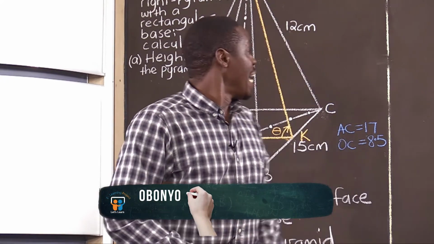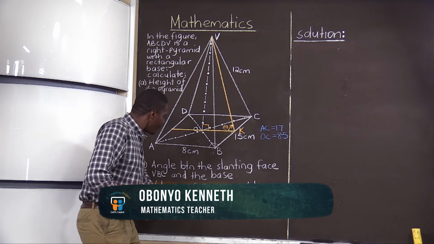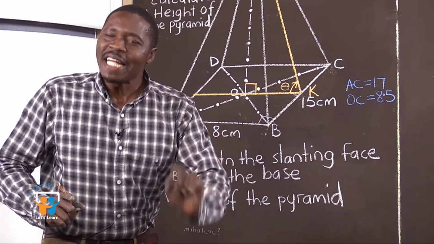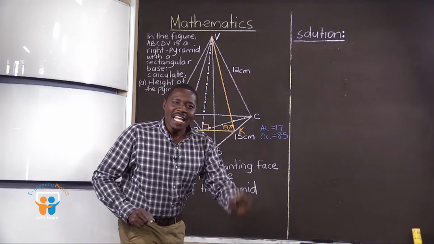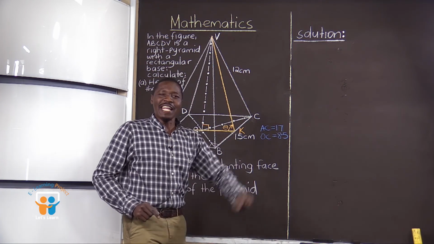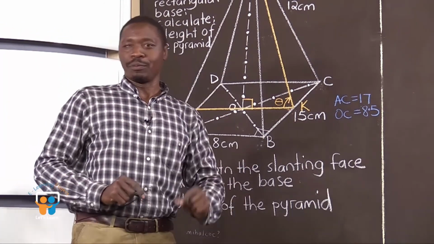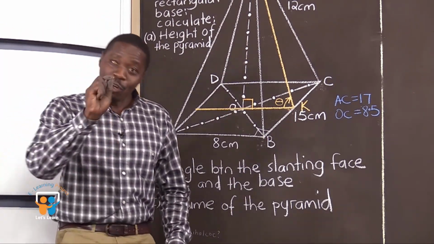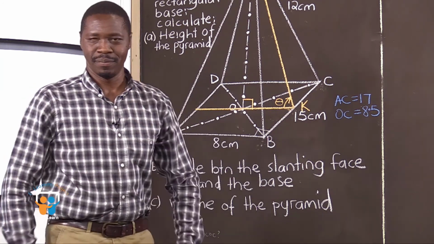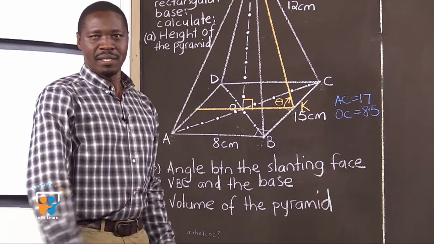Now, part C of the question says, calculate the volume of the pyramid. They want the volume. They don't want the surface area, they don't want the area, they don't want the total surface area, they don't want the length. They want the volume of that shape. But we know volume is the amount of space occupied. How do we get the volume of a pyramid?